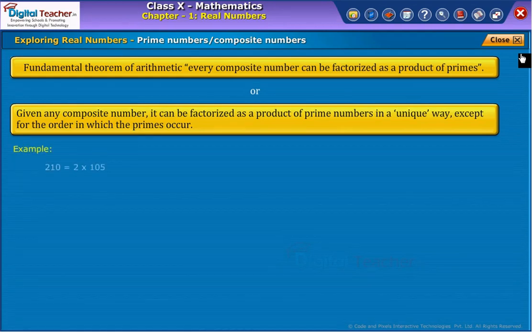Take a number 210 and factorize it. We get the product of 2, 3, 5, 7 as same as the product of 3, 5, 7 and 2 or any other possible order. By this we conclude that there is only one way of writing the product of primes. Now, let us state the fundamental theorem of arithmetic.